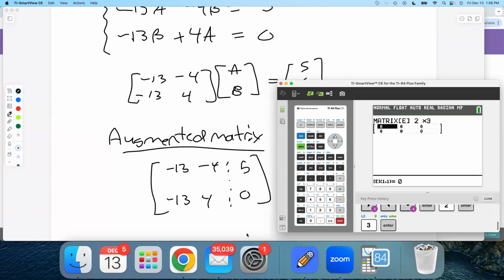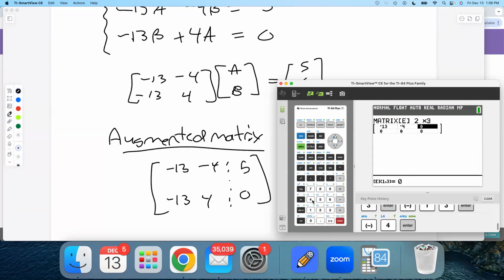And now I just type in. Now you've got to keep in mind, this is your negative button. That's your minus button. I need to do negative 13. And I'm just going to hit enter as I go, and it will scroll me over.